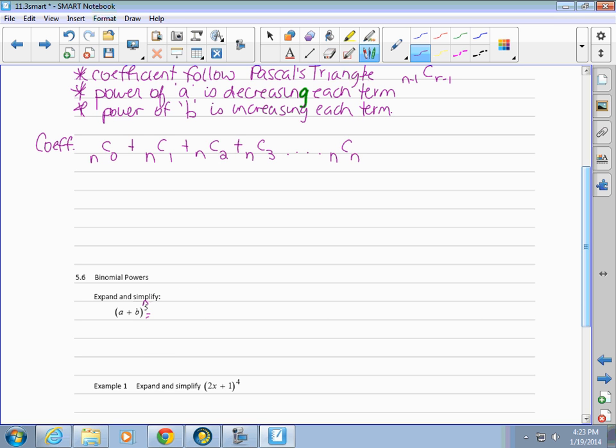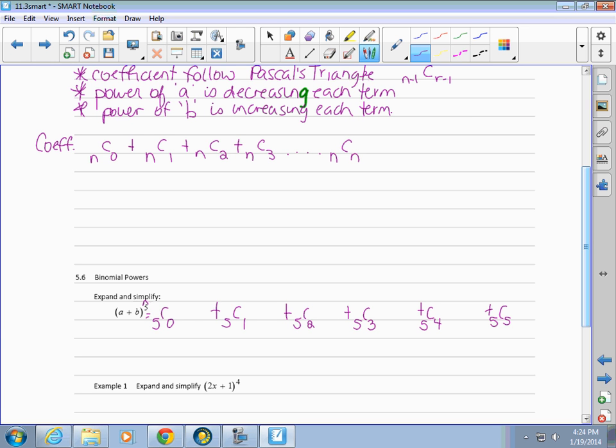My n is a 5, so I start at 5C0 and leave a little space, plus 5C1 plus 5C2 plus 5C3, plus 5C4, and then I end at 5C5. Because I can't choose more than I have for my combination, that's why it ends at the 5.